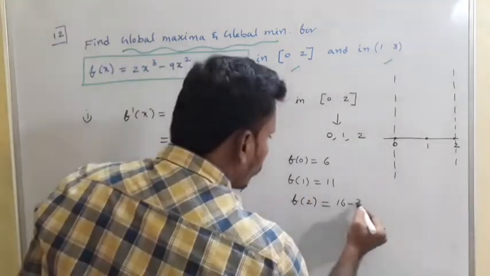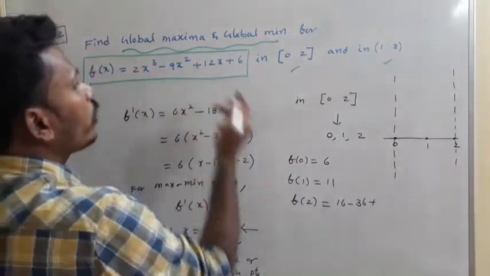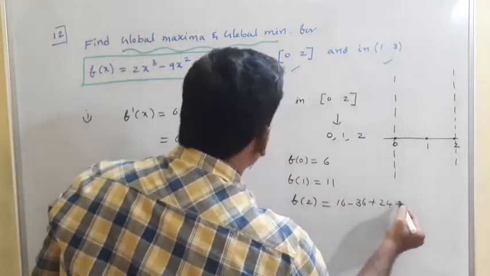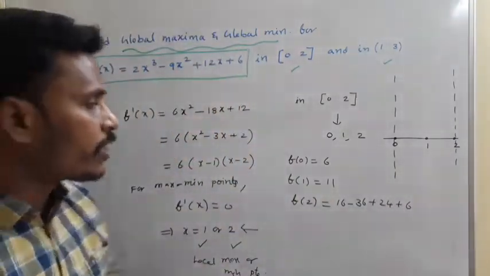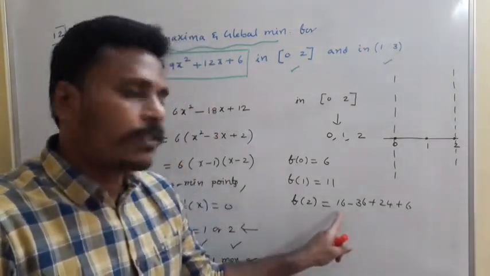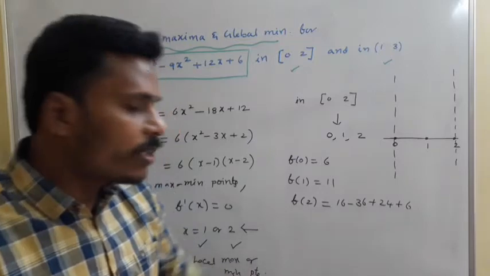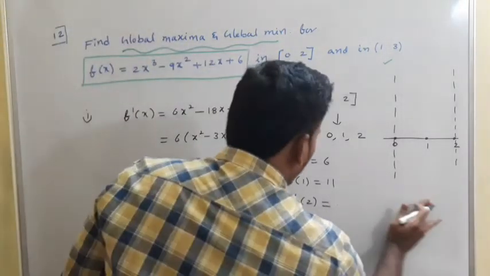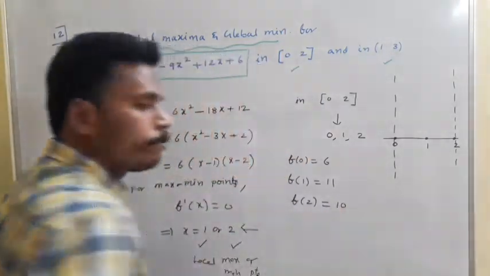4 9s is 36. Plus 12 into 2 is 24 and plus 6. Just have a check. 24 plus 6 is 30. 30 plus 16, 46. 46 minus 36, it is 10. So f of 2 is equal to 10.